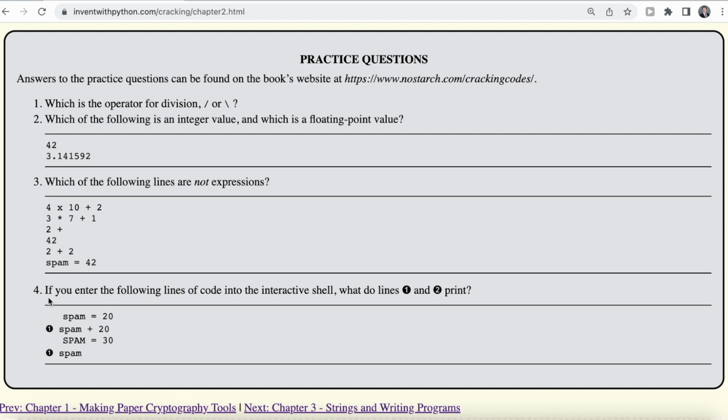The fourth question is, if you enter the following lines of code into the interactive shell, what do lines 1 and 2 print? So here in the first line, we have an assignment statement. We are assigning the value of 20 to the variable spam. Then we increase the value of spam by 20. Then we create a new variable with all uppercase letters and set it to 30. And since variable names are case sensitive, we know that spam in capital letters is different from spam in lowercase letters. So if we are referencing spam here at the end, then we're going to get back a value of 20 because we're referencing the original variable and not the variable in all uppercase letters.